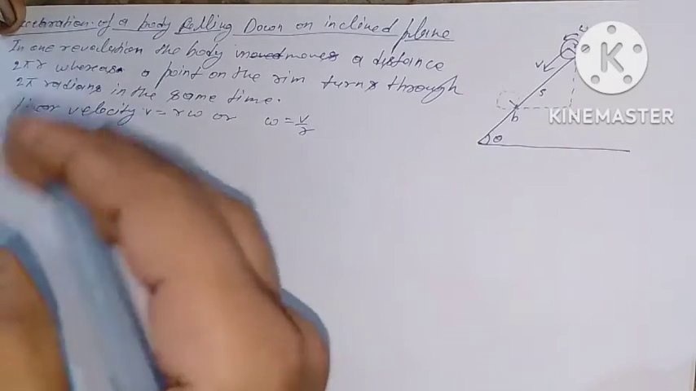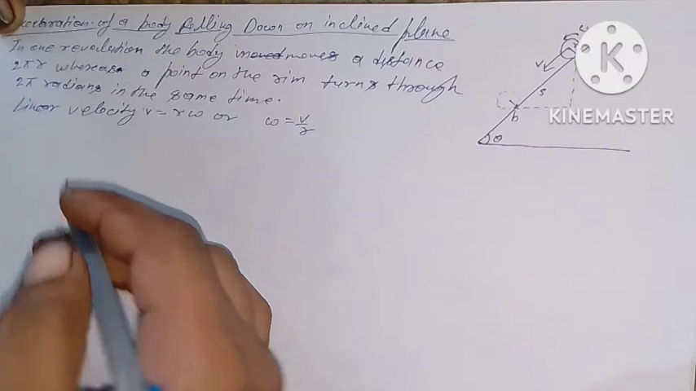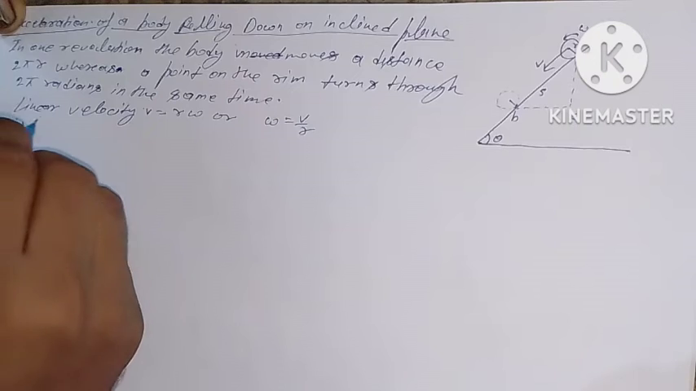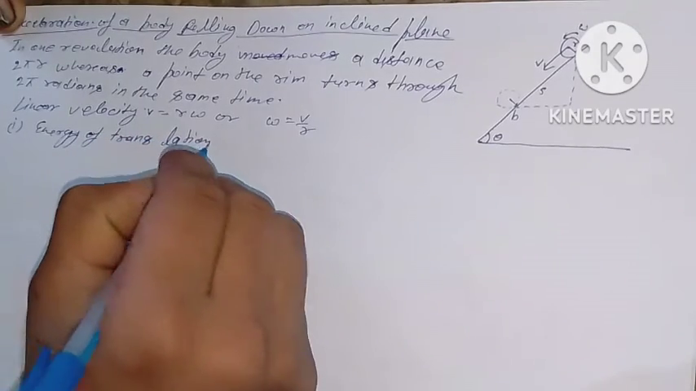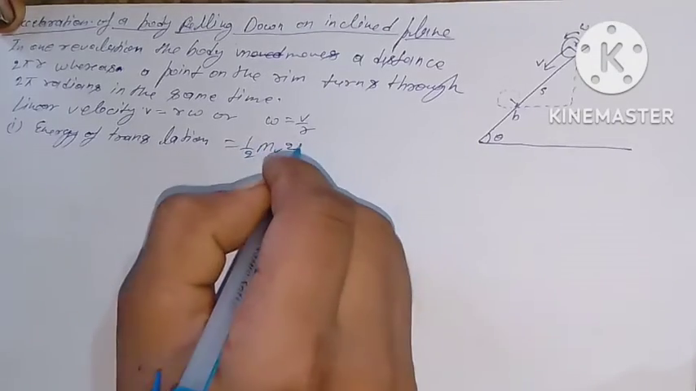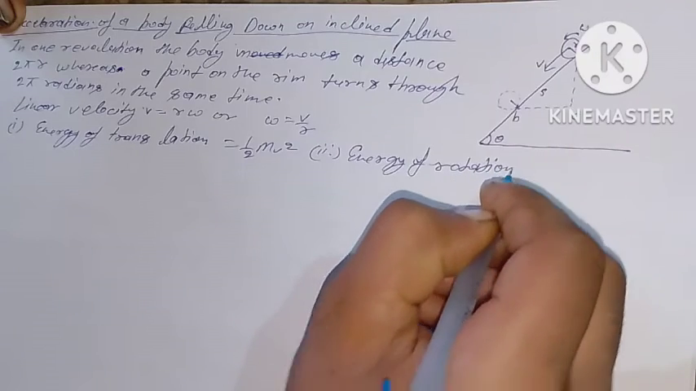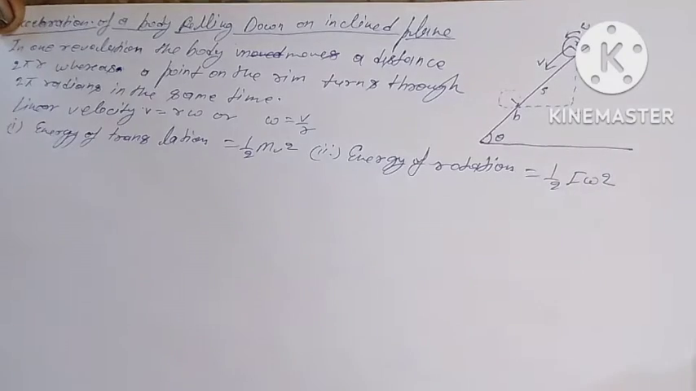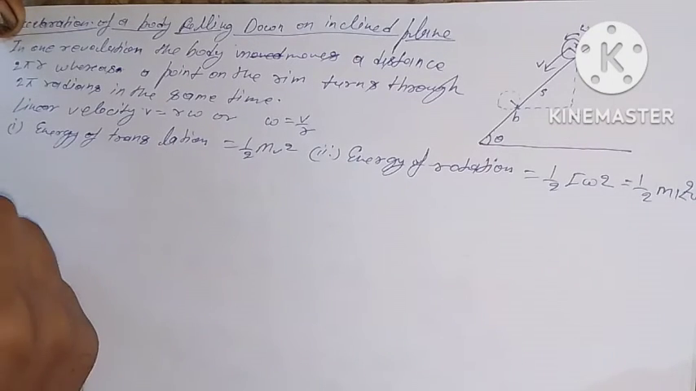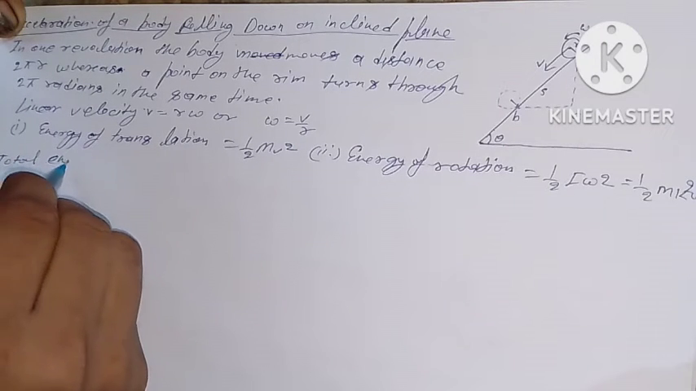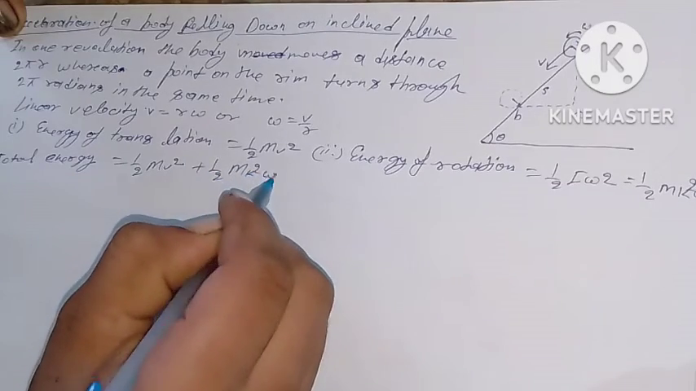If I is the moment of inertia and k is the radius of gyration of the body about the axis of rotation, then the total kinetic energy of the body consists of, first, energy of translation, which is 1/2 mv squared, and second, energy of rotation, which is 1/2 I omega squared, that is 1/2 mk squared omega squared. Total energy equals 1/2 mv squared plus 1/2 mk squared omega squared.